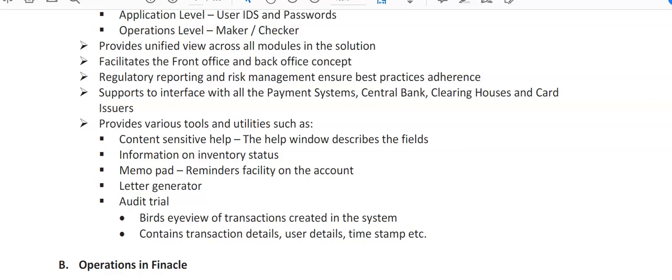Memo pad. Now this is very important. Suppose there is a customer who has not made a nomination in his account, or we require a customer to come to the branch and do some work that has gone missing, so we can write it on the memo pad. So whenever the account of the customer is opened, it will give us a pop-up that there is a memo pad, and that will show what is required in the system. So we can have the reminders facility on the account. We can generate letters, letter of thanks while opening the account, letter to the guarantor, letter to the introducer. So we can generate these letters from the system.